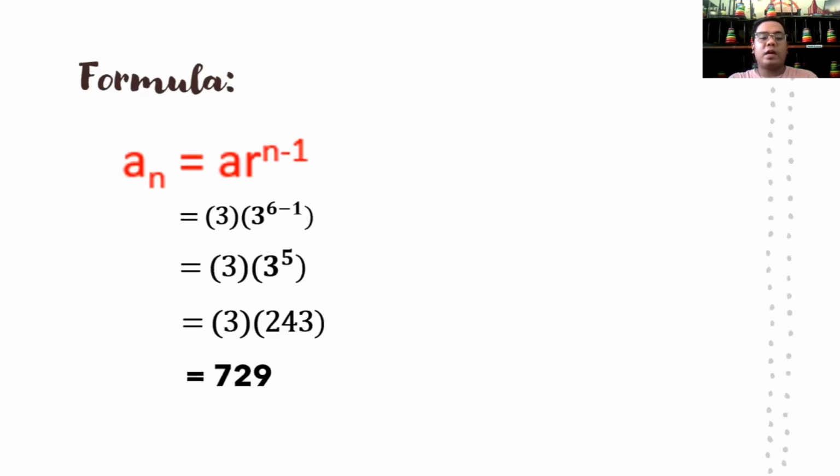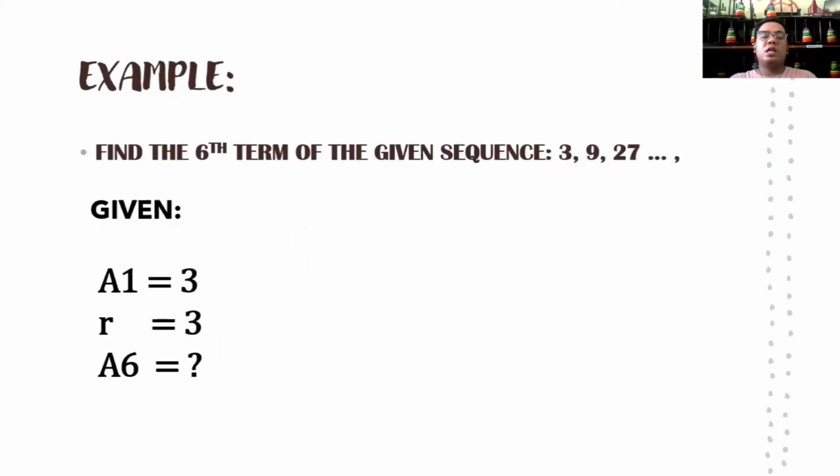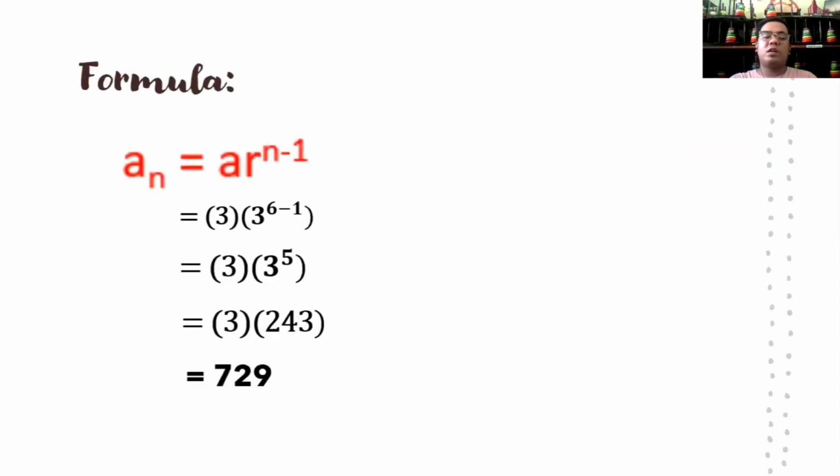Right after that, copy again 3, and simplify numbers with exponent first. 3 to the power of 5 is 243, times 3 is 729. So therefore, the sixth term in the given sequence 3, 9, 27 is 729.